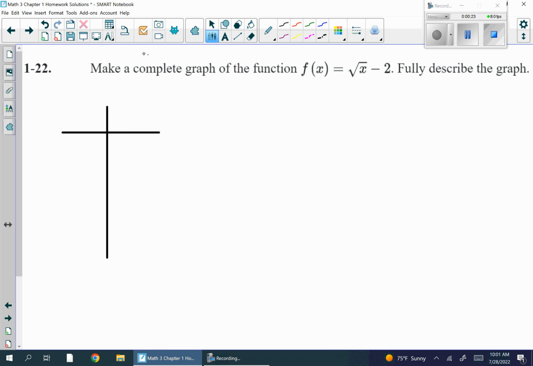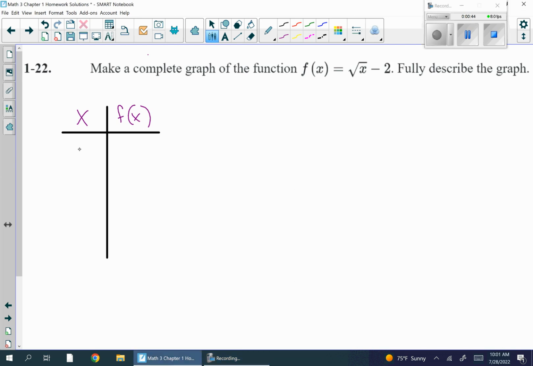Notice we have a square root of x minus 2. We can be very strategic about the values of x that we choose as inputs in order to make this a little easy on ourselves. I am going to choose values of x that are perfect squares, so that when I take the square root of x, it is easy math, okay?